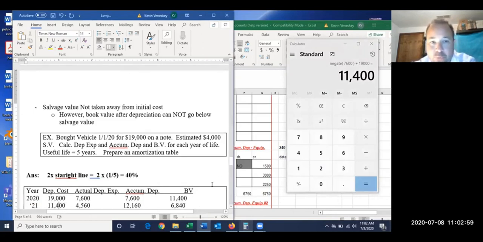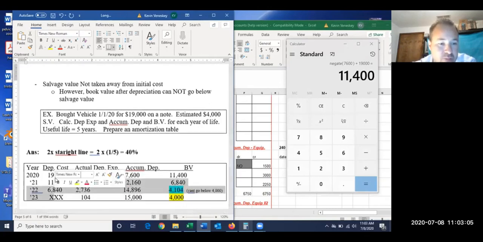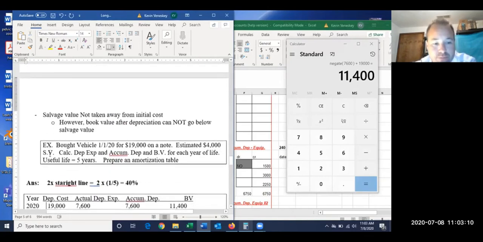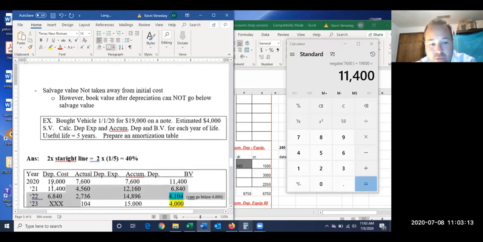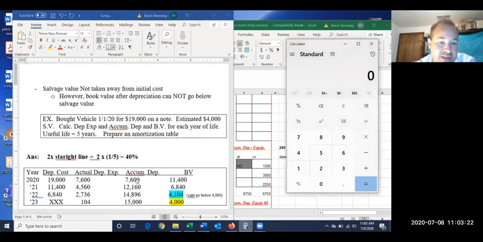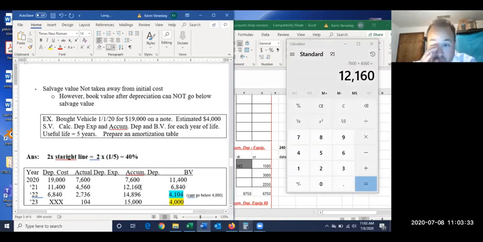Now, when we get to year 2, we now use this as our depreciable cost. So that number gets put down here in 2021. I don't use 19 anymore. I then take 40% of this number. 40% gives me this, 4560. And then if I take the 7600 plus my new depreciation, 4560, that's my new accumulated depreciation. And to get my book value, just simply take the original cost less my accumulated.